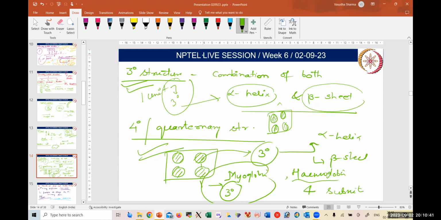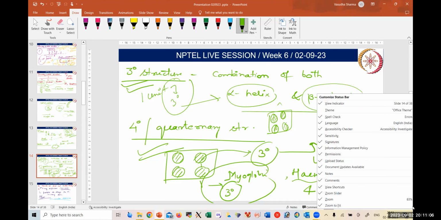So you can go back and check the myoglobin and hemoglobin. Just read about it. You will get to know about the combinations. For example, hemoglobin would be having alpha, alpha, beta, beta structures. I'm not going into full details because that is out of syllabus. This is not going to be helpful much. So we will stick to the circular dichroism. Is that clear?